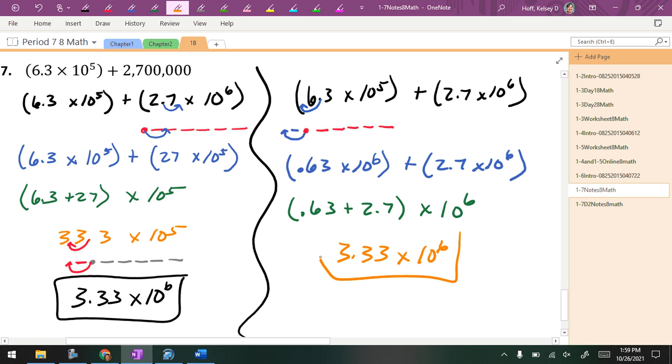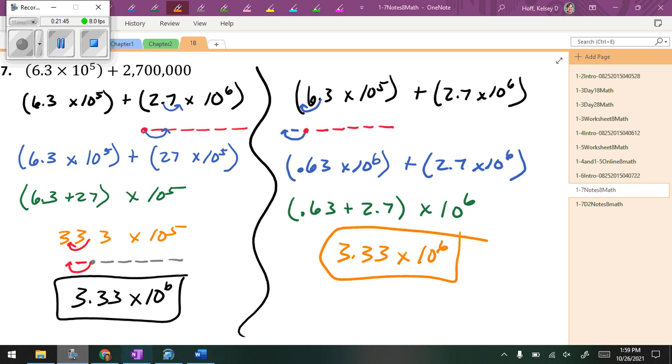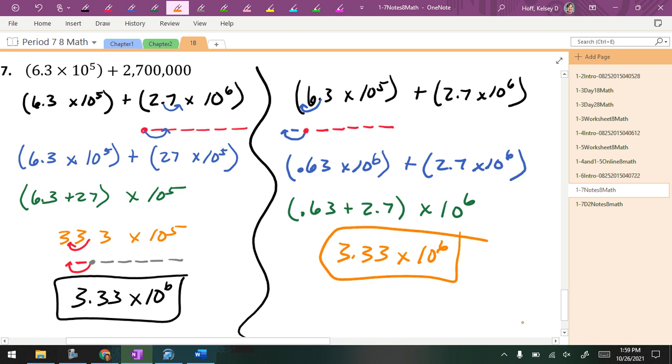What'd you get for an answer? You should have gotten 3.33 times 10 to the 6th. Now, I'm going to show you both ways. It doesn't matter which way you did this. On the left, I changed them both to 10 to the 5th. So 6.3 times 10 to the 5th stays. But if I want this to be 10 to the 5th, I need to move it to the right. So 2.7 becomes 27. I add 6.3 and 27 and get 33.3, and I keep my 10 to the 5th.